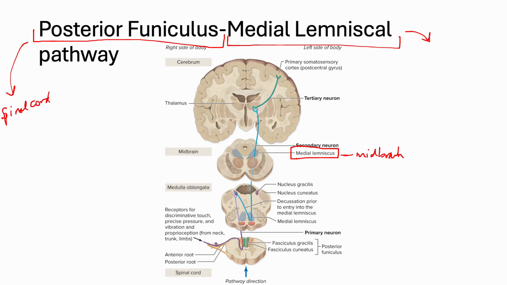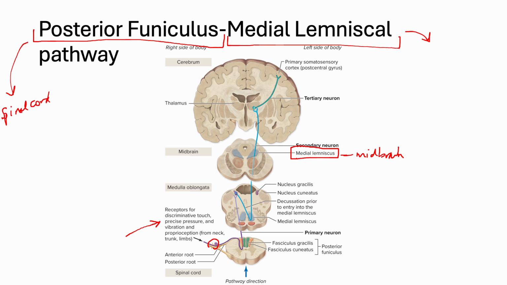So again, same thing, cell body located in the posterior root ganglion. Now I want to point out, look at all of the types of information these sensory neurons are collecting. So we're getting the fine discriminative touch, precise pressure, vibration, proprioception. A lot of information is being collected and sent through this particular tract.